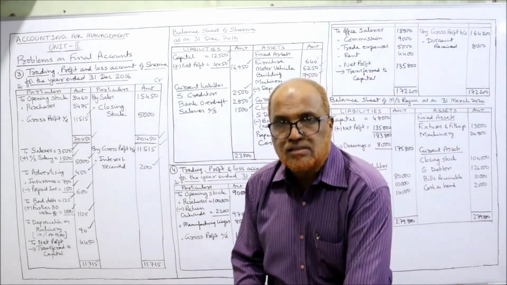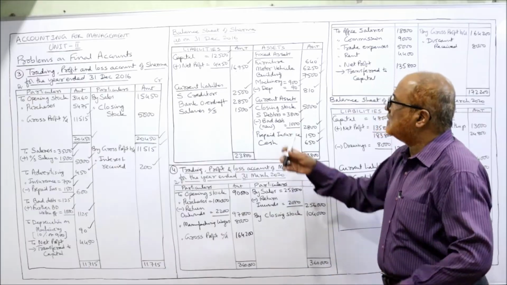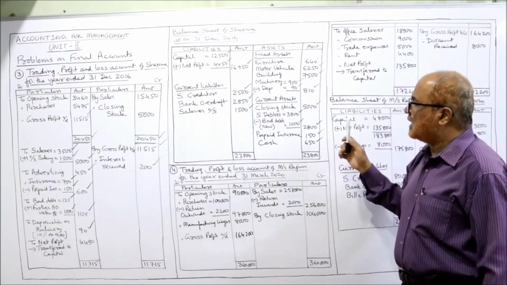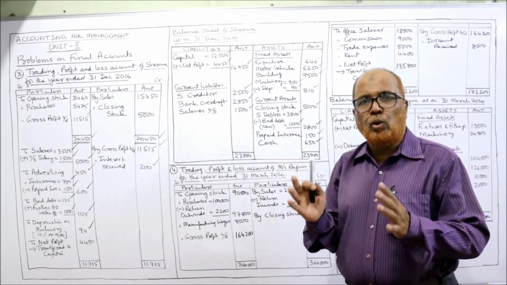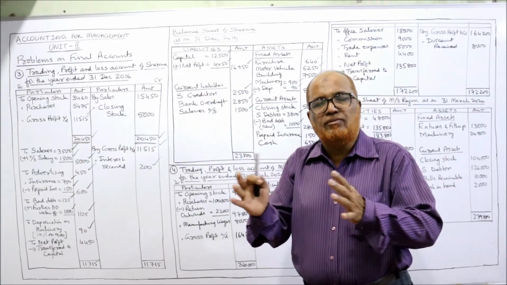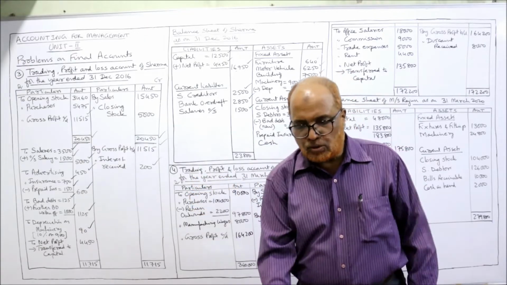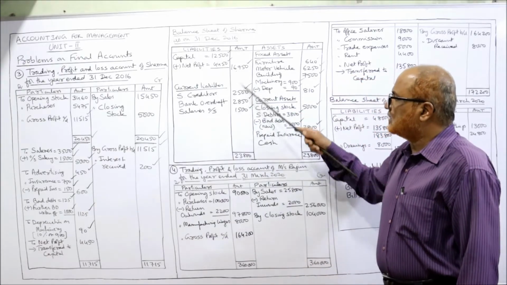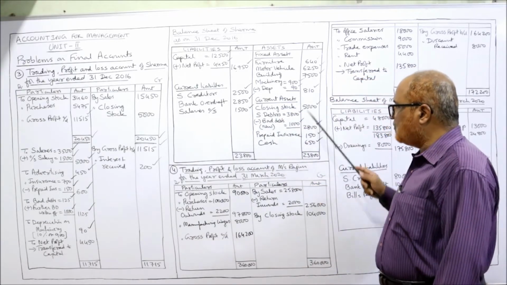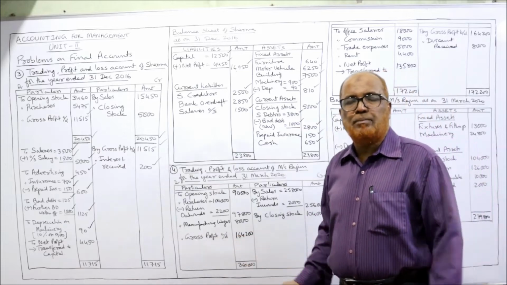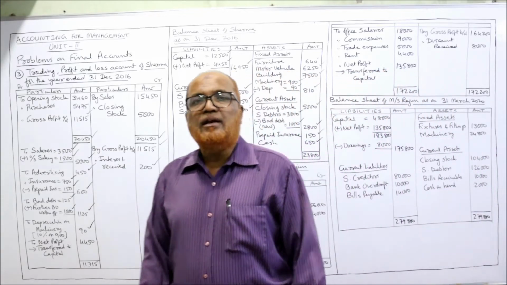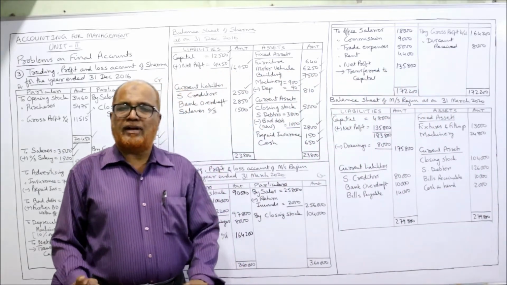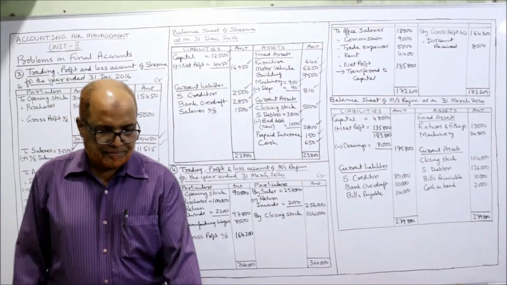See the tick marks both on asset side and liability side. All the items are ticked. Nothing is left. If you do like this, then the balance sheet will tally. That means the total of assets and liabilities will be equal. See here, if you take the total 23,800, here also if you take the total 23,800, that means you have done correctly. Trading account, profit and loss account correctly prepared.